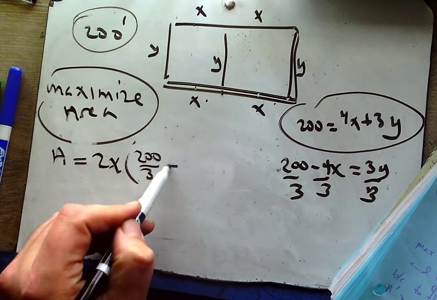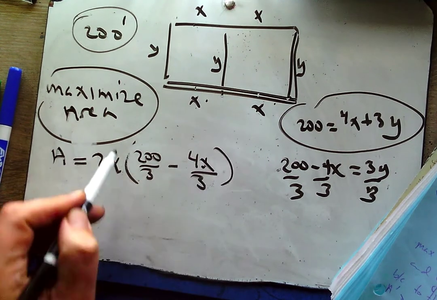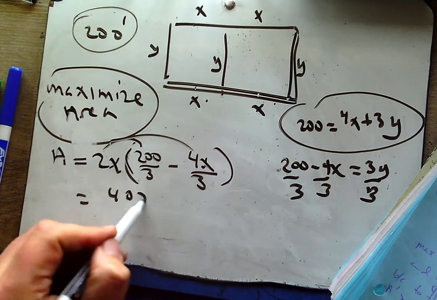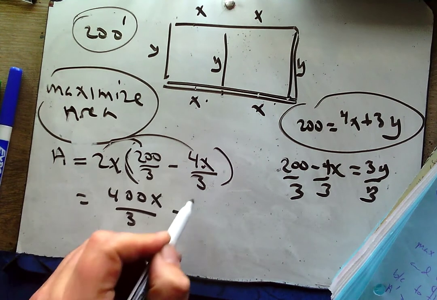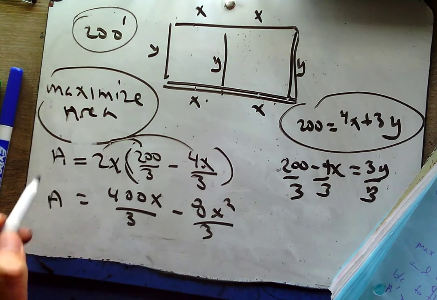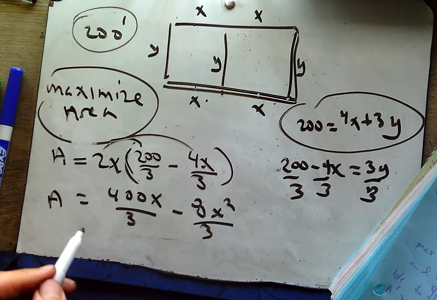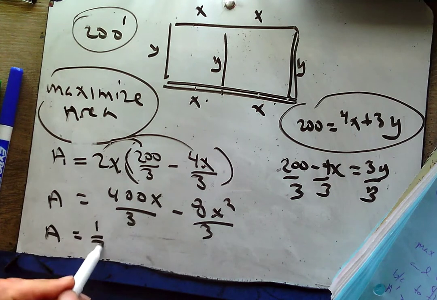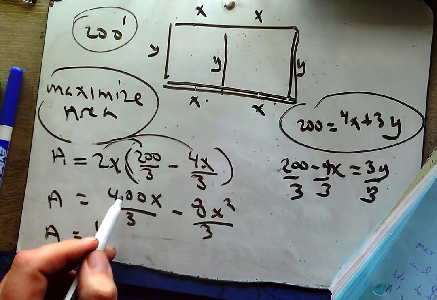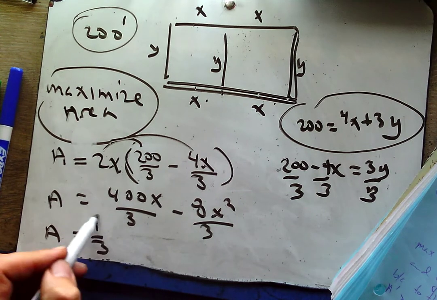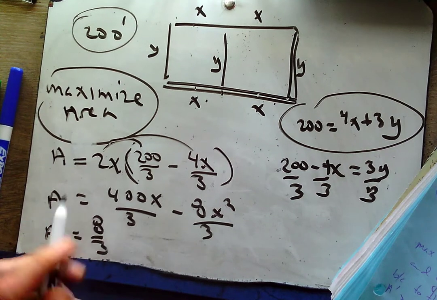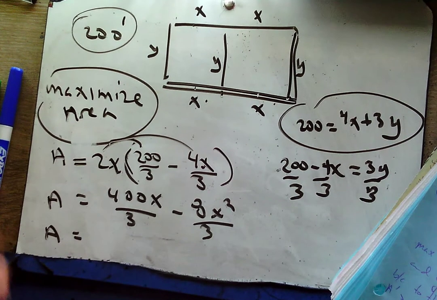200 over 3 minus 4x over 3. And then I want to distribute. So I'm going to have 400x over 3 minus 8x squared over 3. And there's my A. In fact, I kind of want to take out that 1/3. Maybe a 4 or an 8. It goes into that. Oh, let's take out 8/3 and an x. No, don't take out the x. Just take out the 8/3. In fact, just take the derivative.